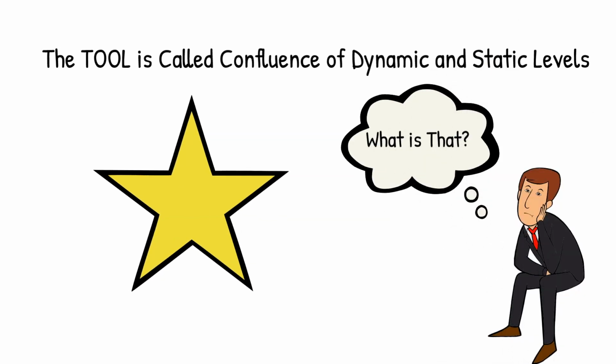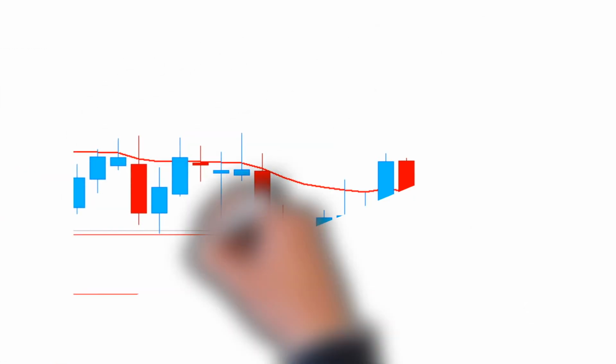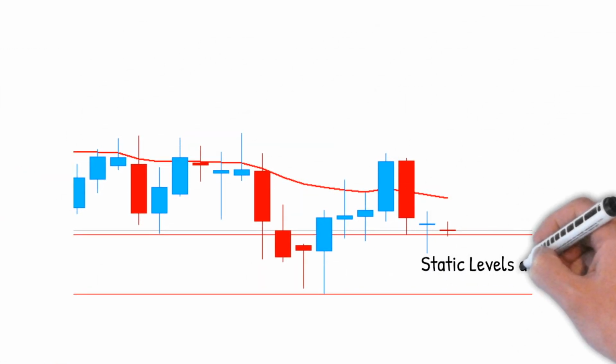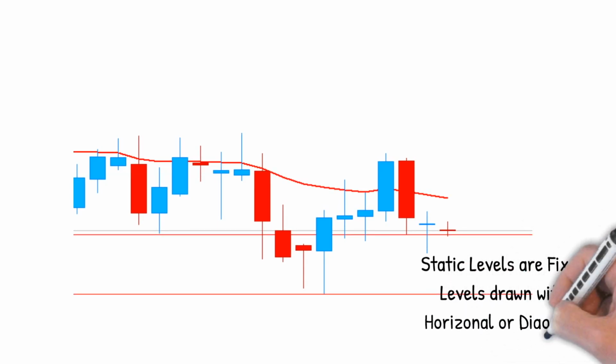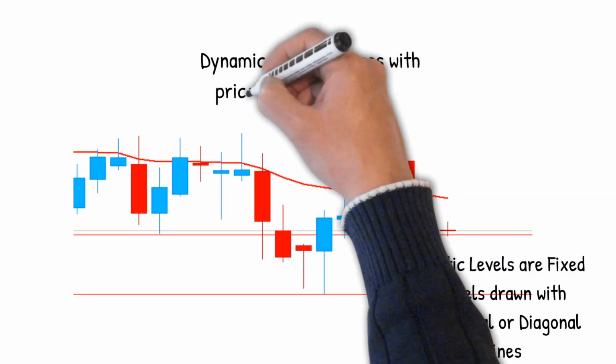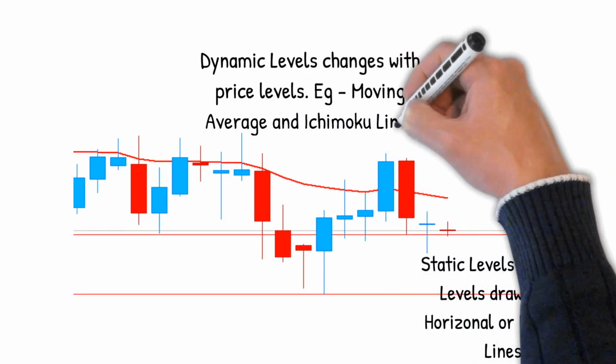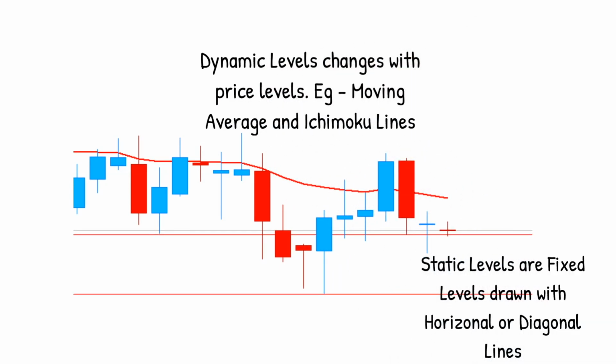Now you might be thinking, what is that? I never heard of these things. I only use the static levels. So what are dynamic levels and all that? Mainly, the static levels are fixed levels drawn with horizontal or diagonal lines, and dynamic levels change with price levels. That is like moving average and Ichimoku 5 lines.